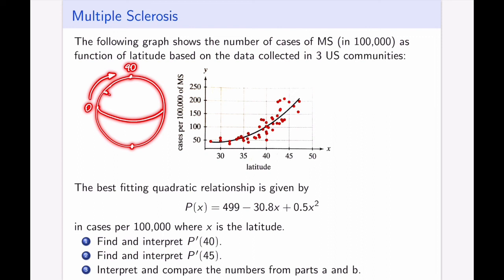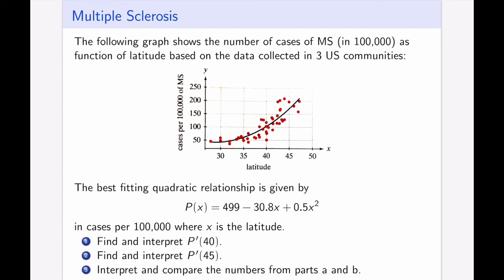So we're just under halfway up between the equator and the North Pole. So this is increasing as we move towards the North Pole. And what we're seeing on the graph is as the latitude goes from low, like mid-20s here, to high 40s, the number of cases of multiple sclerosis seem to increase, right?